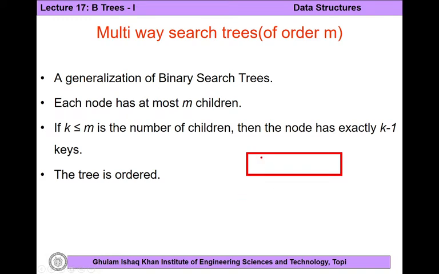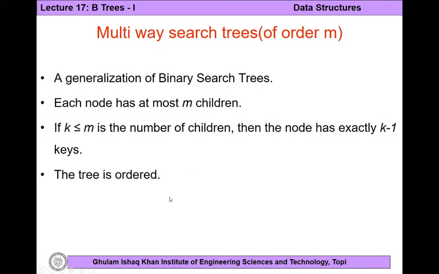For example, this node has, let's say, these 3 keys. It means that it will have 3 plus 1 children. One child will be here, one child here, one child here, one child here, right? If you see the other way around, if a node has 4 children, it will have 4 minus 1 keys in the node, right?